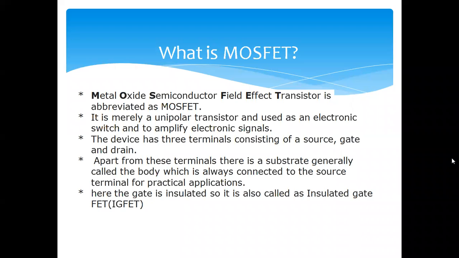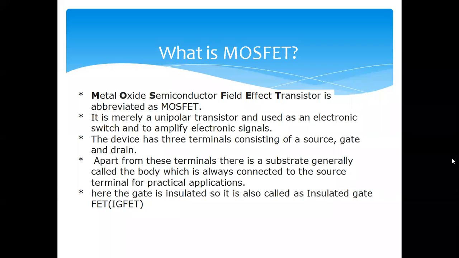So collector, drain, gate, base, and emitter, source. Very right. So basically, emitter is a source, right? Gate is equivalent to a base and drain is a collector. Very right. So this analogy you should remember.